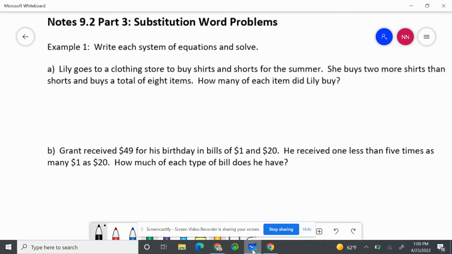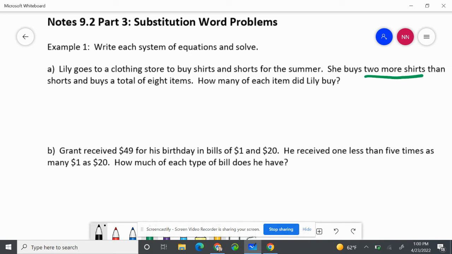We're going to look at substitution with word problems. So what we're going to do is write a system of equations and then solve it. Lily goes to a clothing store and buys shirts and shorts for the summer. She buys 2 more shirts than shorts and buys a total of 8 items. How many of each item did Lily buy?